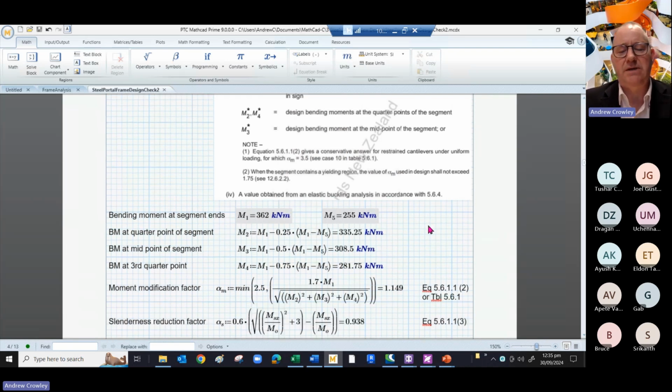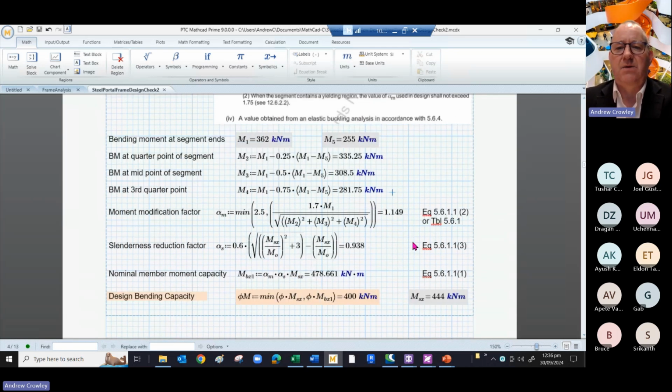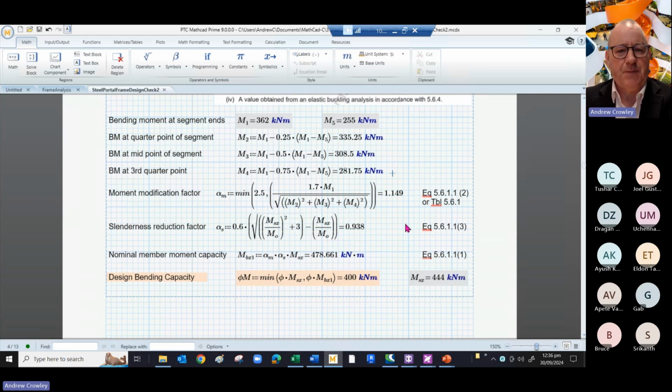If you zoom in on your bending moment diagram, you get the moments on either end, and then you want the moments in between. So your M2 is the bending moment at the quarter point, M4 is at 3/4, and M3 is the one in the middle. Now I've cheated a little here because I've assumed a linear distribution of bending moment between the two ends. In reality, it won't be, it'll be slightly different. But for the sake of this exercise, we can use a linear distribution.